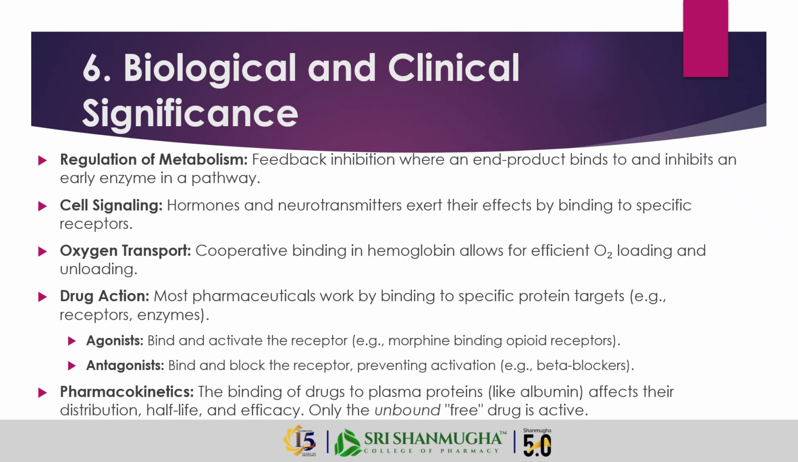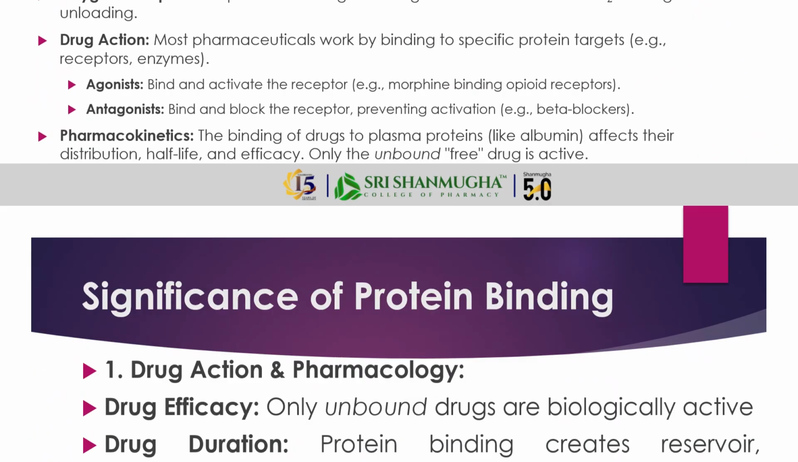Agonists bind and activate the receptor, that means morphine binding opioid receptors. Antagonists bind and block the receptor, preventing activation, that means beta blockers. Pharmacokinetics: the binding of drugs to plasma proteins like albumin affects their distribution, half-life and efficacy. Only unbound free drug is active.